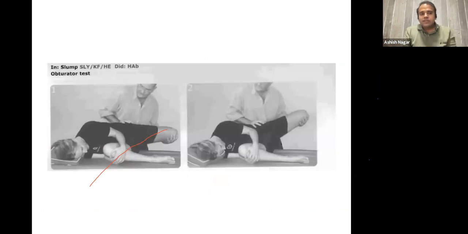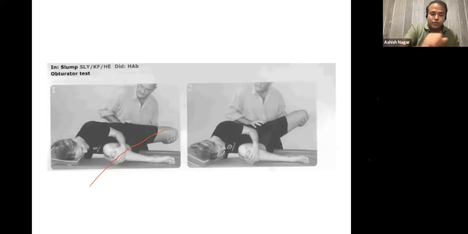So now this is a unique position. You can be more creative. You can do it even in supine position, like you perform a Thomas test, you will just have to take the patient to the edge of the bed, which can be unsafe sometimes. So here, the examiner has kept the patient in sideline position.